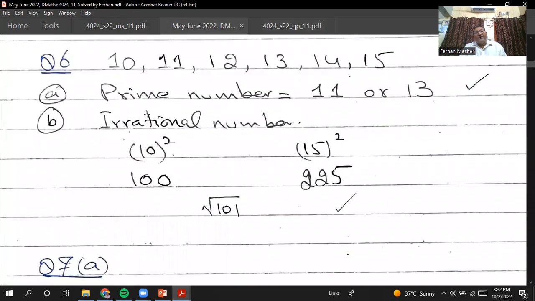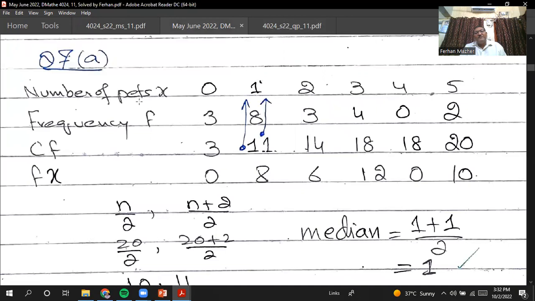So very simple. Here you can see question number 7, A part. I have written here the cumulative frequency. The first frequency will be written as it is. The next frequency will be added to it. So 3 will be written as it is.